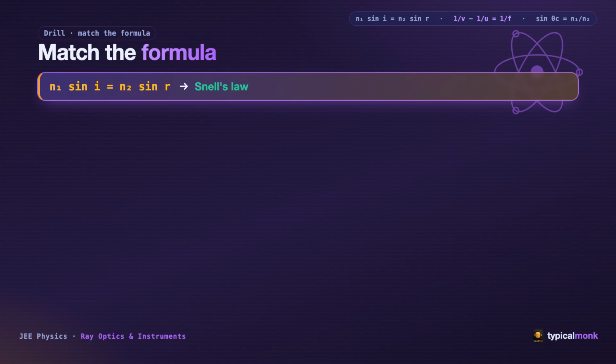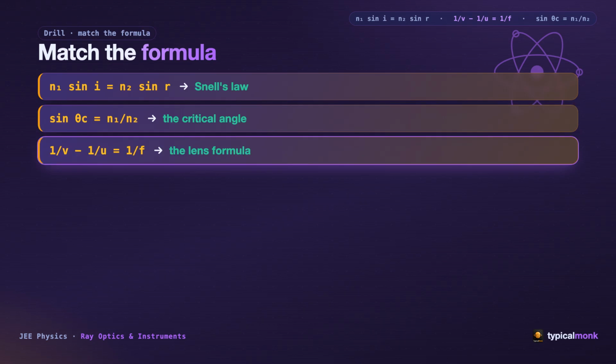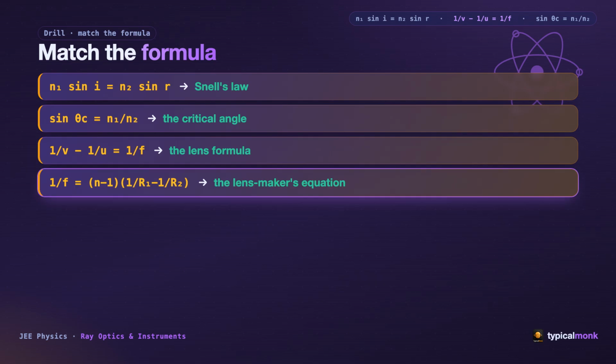Now match each formula to its name. n1 sine i equals n2 sine r goes to Snell's law. The sine of theta c equals n1 over n2 goes to the critical angle. 1 over v minus 1 over u equals 1 over f goes to the lens formula. And 1 over f equals (n minus 1) times (1 over r1 minus 1 over r2) goes to the lens maker's equation. 4 pairs, each worth memorizing.